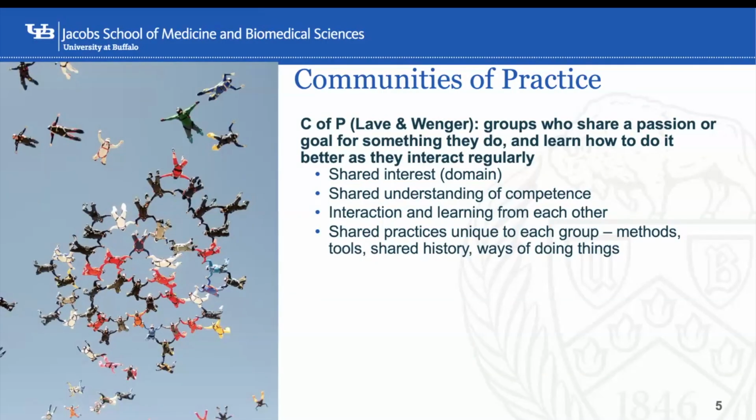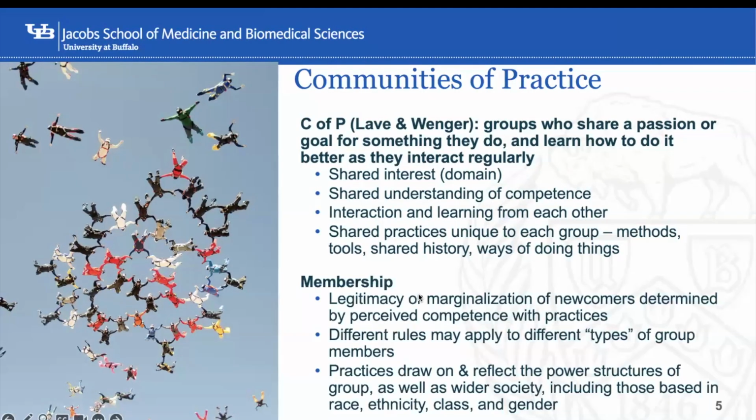This comes with good things and bad things, right? But to understand that certain things are community groups, there are consequences in terms of membership, right? The legitimacy of those coming newly into the group is going to be determined by perceived concepts of what competence means in that particular group. Different rules may apply to different types of group members that come in. And the practices are drawn from and reflect power structures in the bigger society and group.